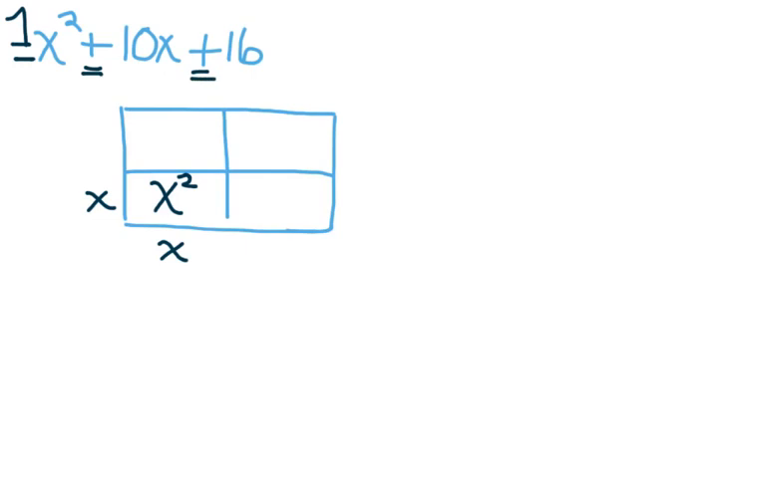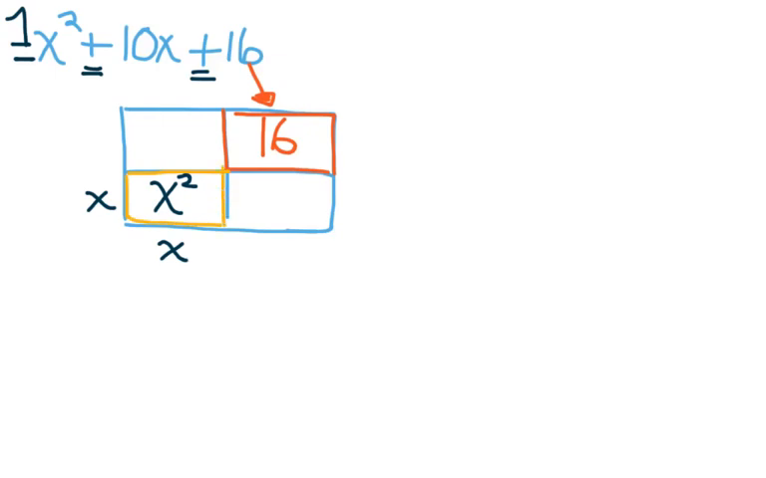So I'm adding 10x and adding 16. What I'm going to do is in this very last rectangle up here, diagonal from my x squared, I'm going to put my last term. So my last term goes in right there. Then my first term, again, goes in the lower left, right there in the gold box.